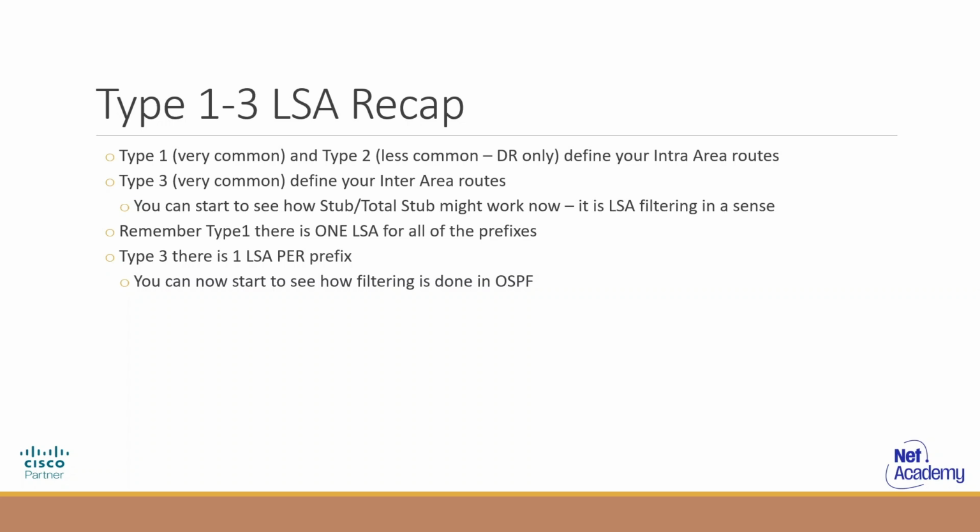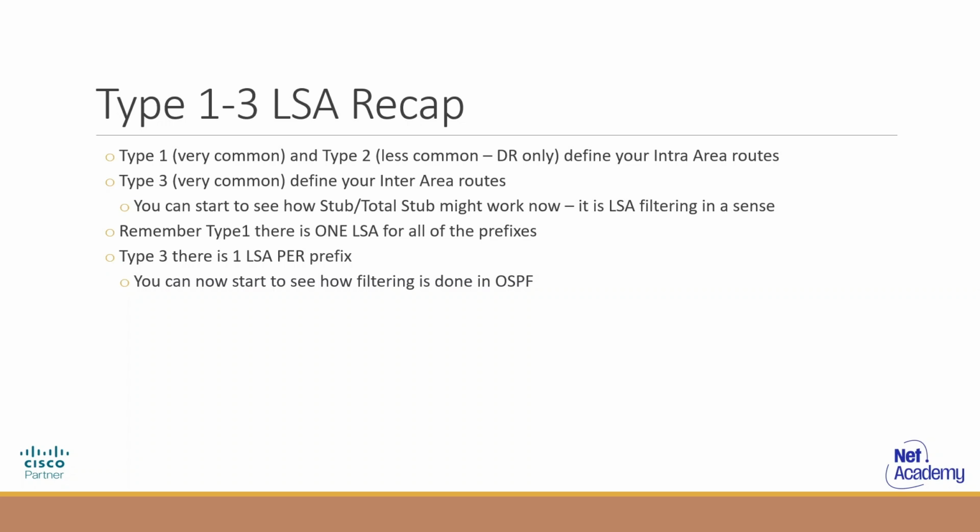Instead, I would generate a type 3 that covers the summary range. And indeed, we can do summarization at ABRs and at ASBRs. We'll cover that in a later session. We'll go through some more advanced OSPF stuff, maybe 3-4 sessions from now. But these are all really critical components, right?